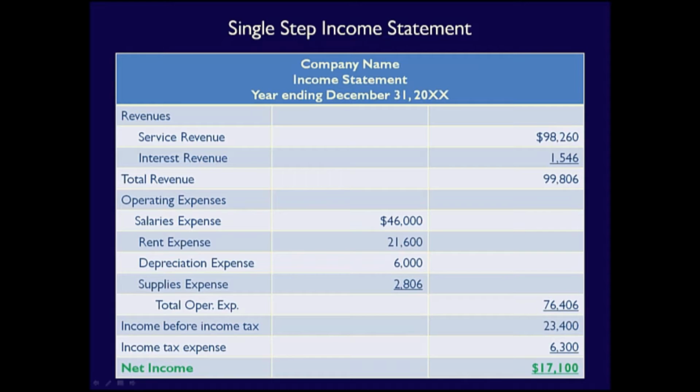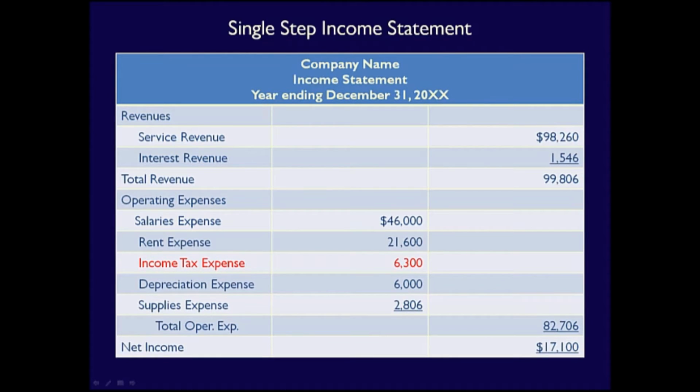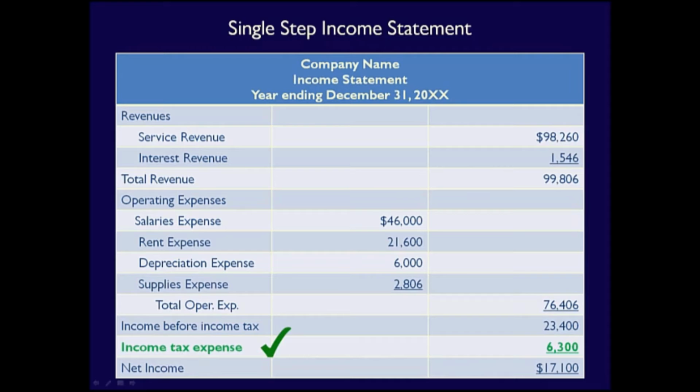Often textbooks show income tax expense in the same listing as operating expenses. However, this is incorrect. Operating expenses are the costs of operating the business and are controllable, for the most part, by the business. Income tax expense is prescribed by the CRA, Canada Revenue Agency, and is not on the whole controllable. As a consequence, income tax expense must be listed separately.